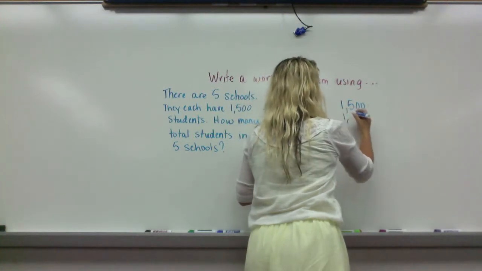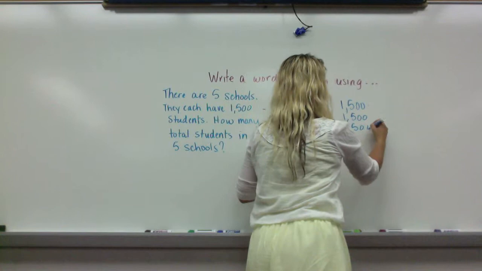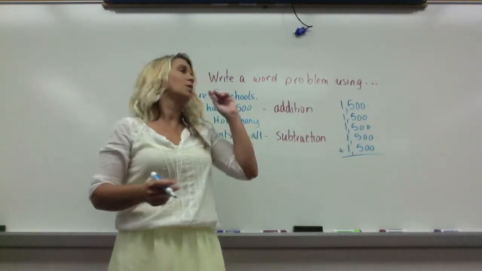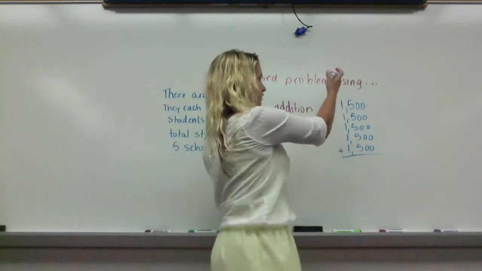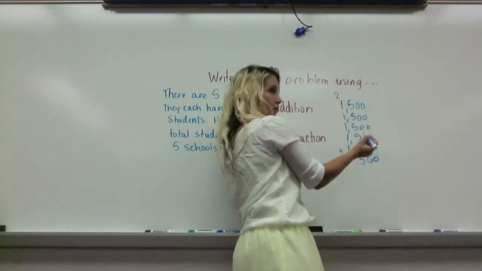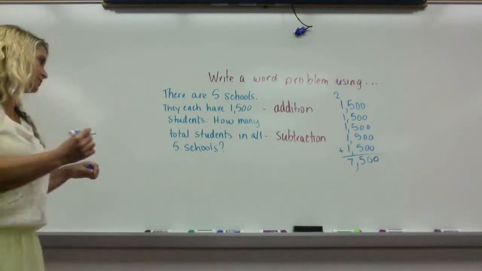How many times am I going to put 1,500, class? I got it. There you go. 5 times. So we're adding 1,500 5 times. Okay? So our first 2 numbers, regroup the 2. So his answer is there's 7,500 students.